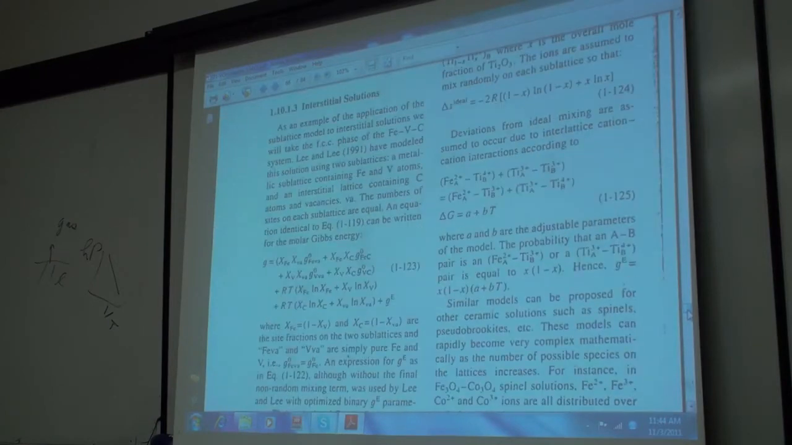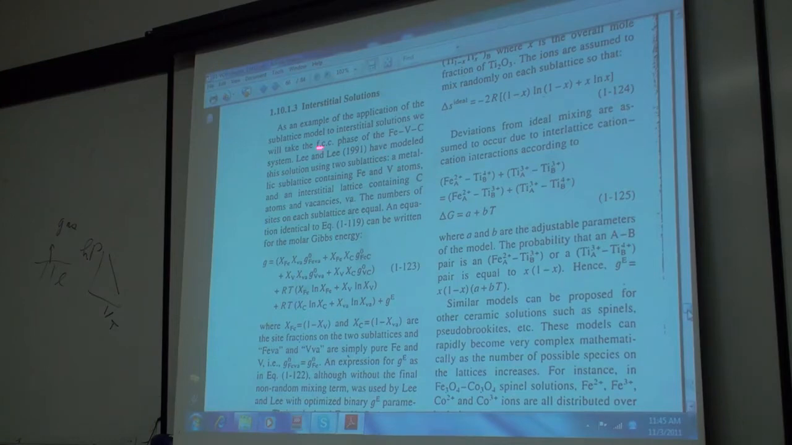All right, and now we're talking about applying the compound energy formalism. We're going to talk about an interstitial solution. We've used the sublattice model to talk about mainly things like molten salts. But now we're going to start to apply it to other kinds of solutions, and we're going to talk about an interstitial solution.